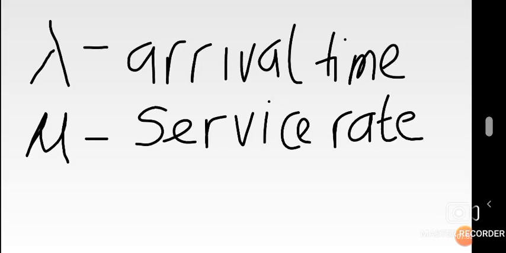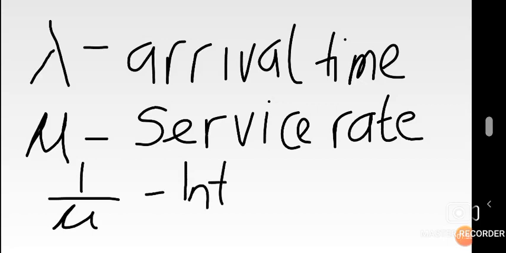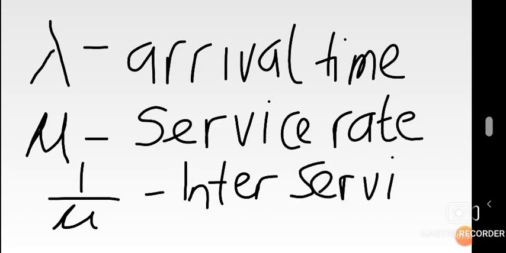Okay, the service rate. There is what they would call the inter-service time, the amount of time it takes to service one person. This one is determined by this formula, 1 over mu. Since we already explained mu, you now know what you substitute there. 1 over mu simply means the inter-service time, the time it takes to service one person. That's what this one means.